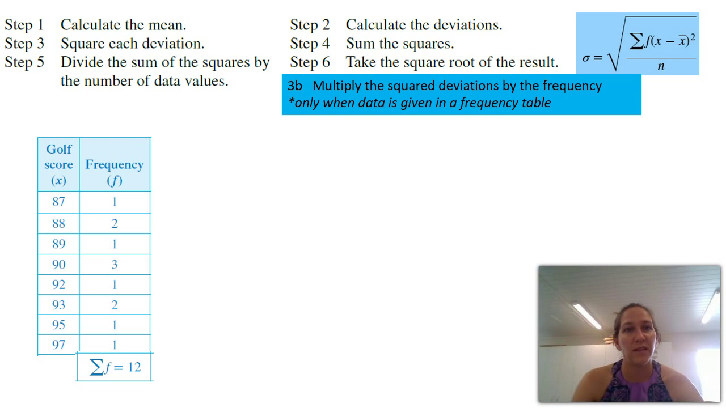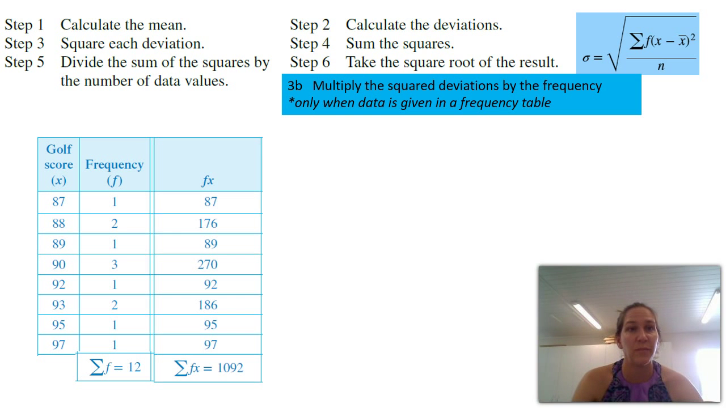Step 1, calculate the mean. Okay, so to calculate the mean from a frequency table, we need to multiply the data set by the frequencies. So 87 times 1 gives us 87. 88 times 2 gives 176. We then add those values together, and our mean is this value, which is the addition of the frequency times the data value divided by the total number of data values. So in this case, we get a mean of 91.